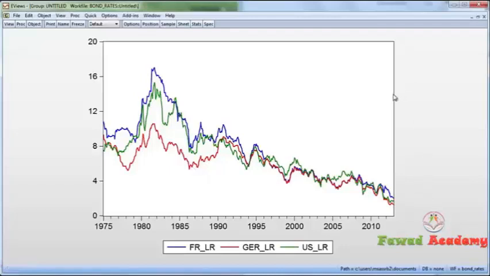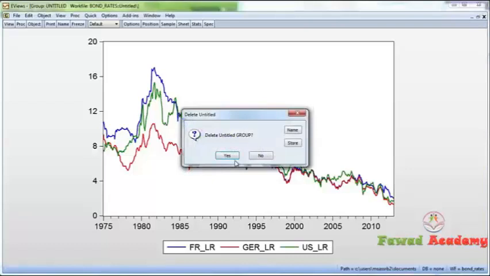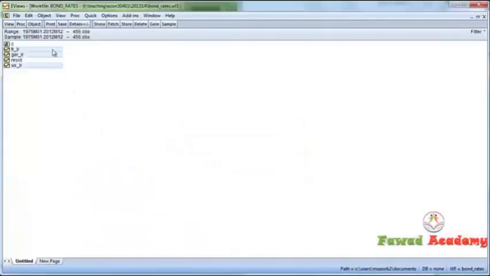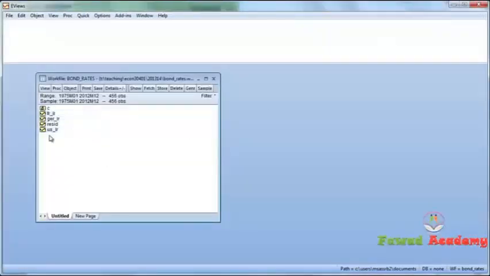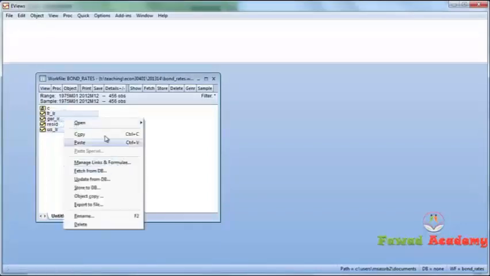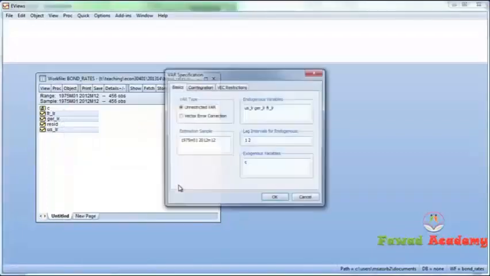So what we are now going to do is to estimate a simple var1 model for all of the series. We can delete this graph, delete the group. Yes, so we have our 3 series highlighted, and what we are now going to do is highlight the US, and the ordering will matter very soon. So we're going to do the ordering US, Germany, France, and we open this as a var.